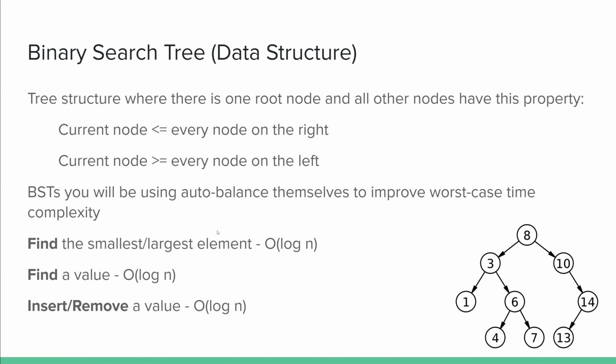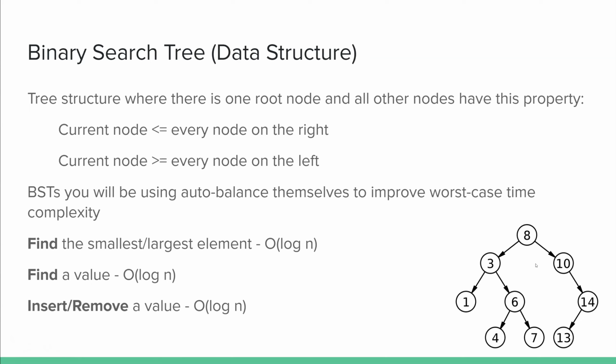But you don't really have to worry about that for competitive programming because the implementations in the standard library auto balance themselves. For example, in C++, and I think Java as well, you'll usually use something like a red-black tree. I don't actually know how it works, but it does auto balance itself. There are other types of trees that auto balance themselves as well. And it'll still have the time complexities of find the smallest or largest element in log of n time, find a value in log of n time, and insert or remove a value in log of n time.